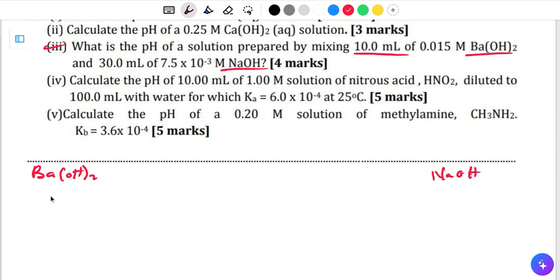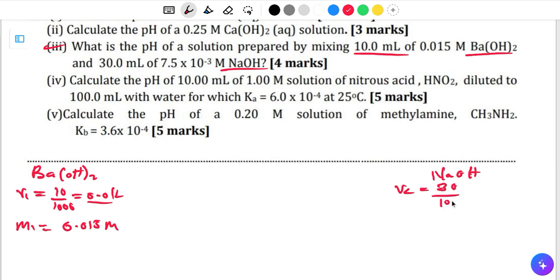So what things do we have? We have volume 1, which is 10. If I convert that into liters, you need to divide by 1,000, so it's going to be 0.01 liters. What about molality number 1? It is in its appropriate unit. What about volume number 2? We have 30, so I need to divide by 1,000. Then I'm going to get 0.03 liters. What about molality number 2? 7.5 multiplied by 10 to the power negative 5 molality. So this is what we have. So what is the next step?